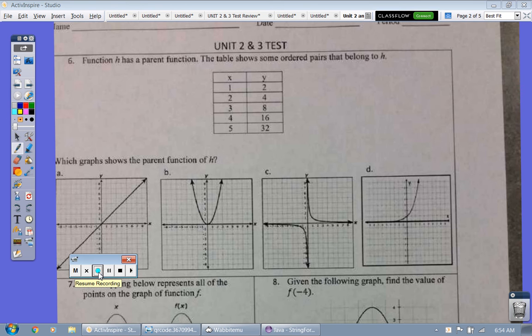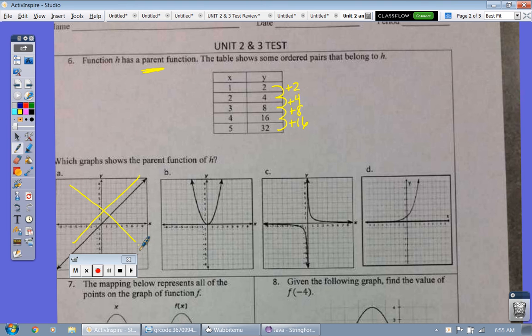Number 6, they want to know what's the parent. If I have these particular points here, if you look right here, it's not going up at a constant rate. See how it goes up 2, and then it goes up 4, and then it goes up 8, and then it goes up 16. So I know that it's not a linear graph.